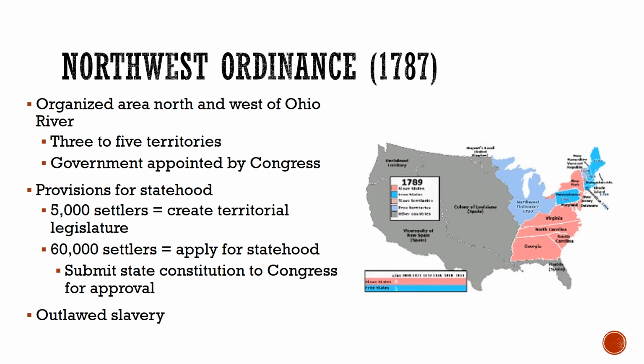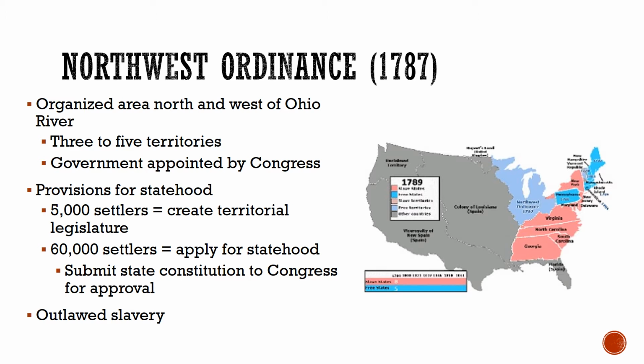So as you can see on this slide, we've organized the Northwest Territory with the opportunity of creating 3 to 5 territories. The government would be appointed by Congress until enough settlers moved into this area to provide a path for statehood. Once 60,000 settlers moved into this area, a state could submit a constitution to Congress. Once Congress approves that, then that territory now becomes a state.